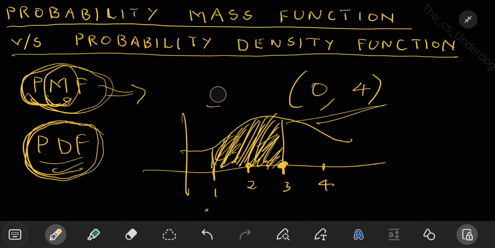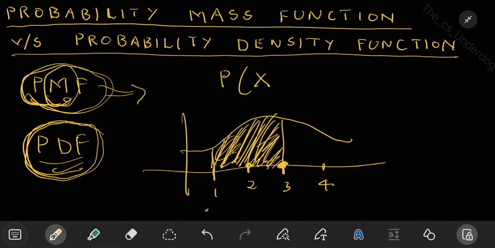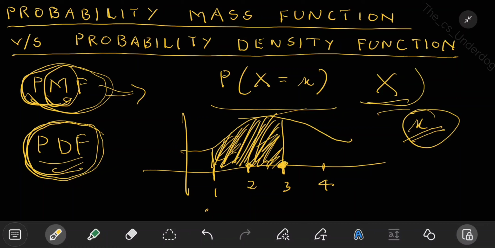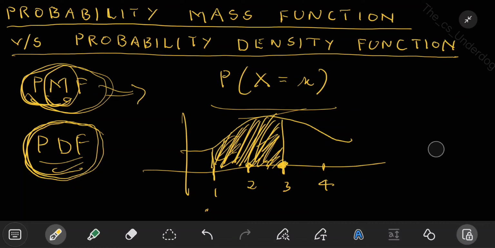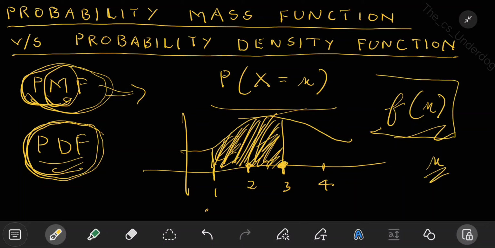In the case of probability mass function, it is defined as, let's say, P of X equal to x, where the capital X is the random variable and the small x is the particular value that you want this random variable to take. But in the case of the PDF, you define it as some f of x, where x is your random variable and f is a function.